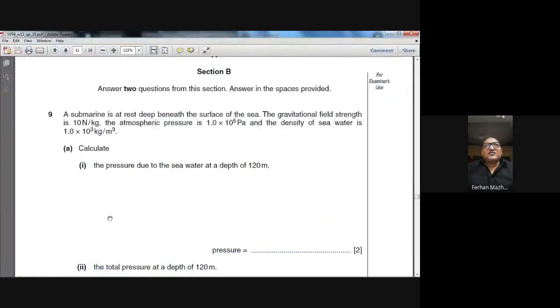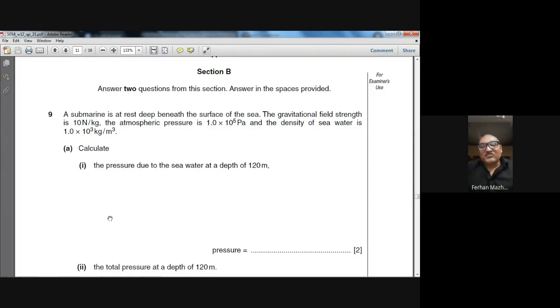The first question from Section B is question number 9. It says, a submarine is at rest deep beneath the surface of the sea. The gravitational field strength is 10 Newton per kg. The atmospheric pressure is 1 x 10^5 Pascal, and the density of the seawater is 1 x 10^3 kg per meter cube. Calculate the pressure due to the seawater at a depth of 120 meters.